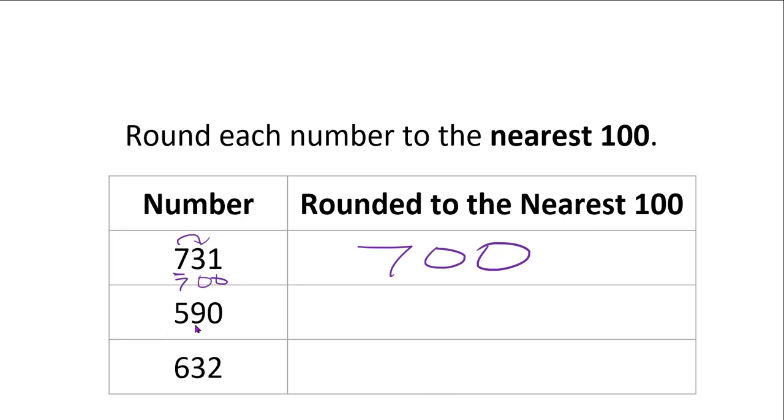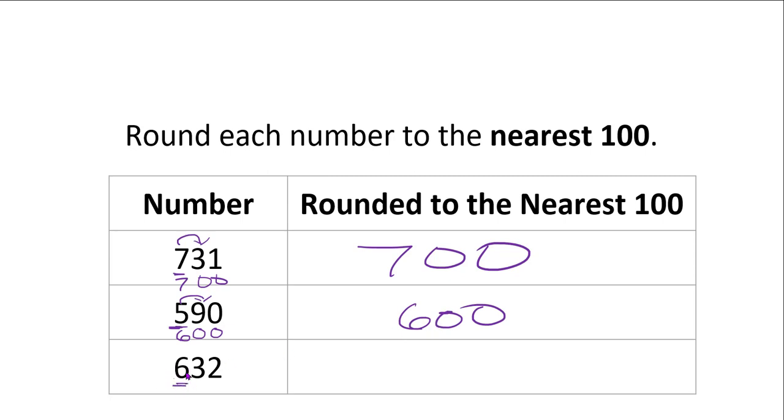How about 590 rounded to the nearest 100? Well, underline the digit in the hundreds place and then look next door. The digit next door is a large number. It's actually a 9, which is more than 5. So the 5 will increase by 1. It goes up to a 6. And then everything after the underlined digit becomes a 0. So that's 600. Alright, last one.